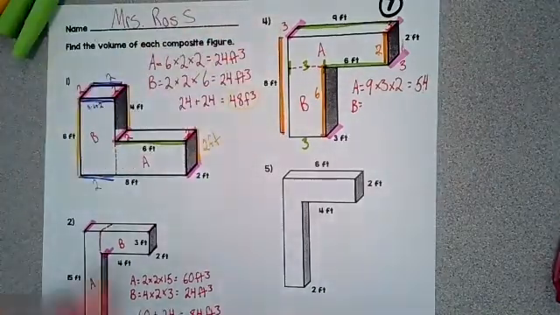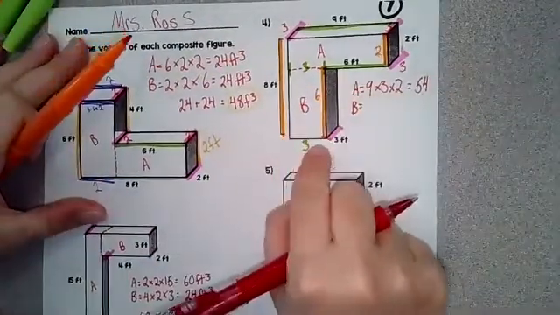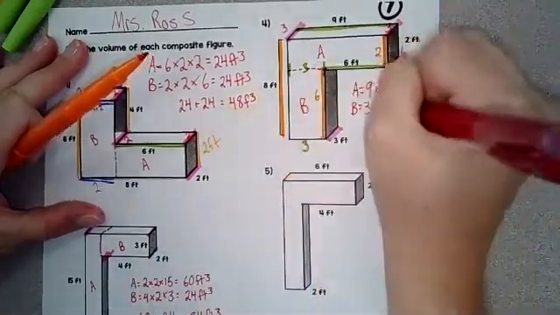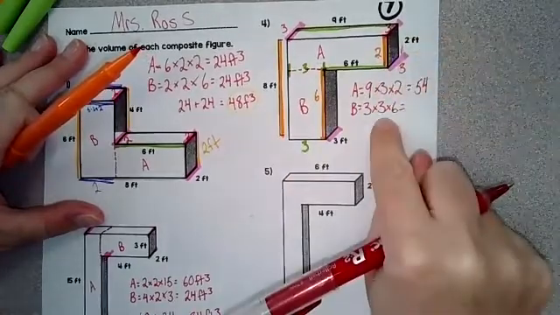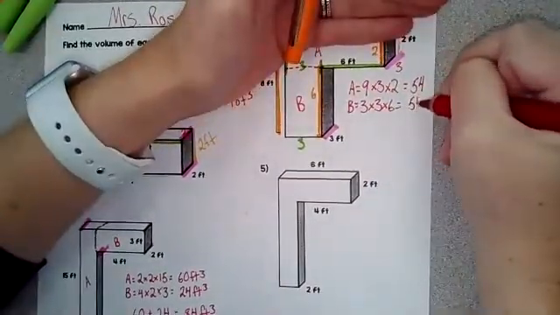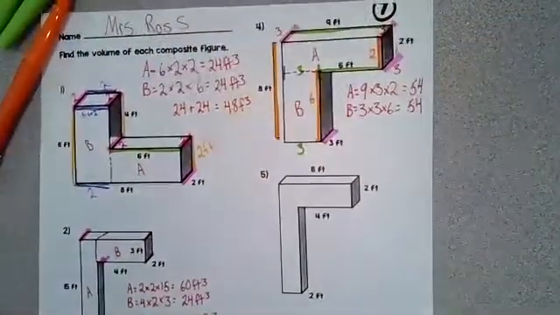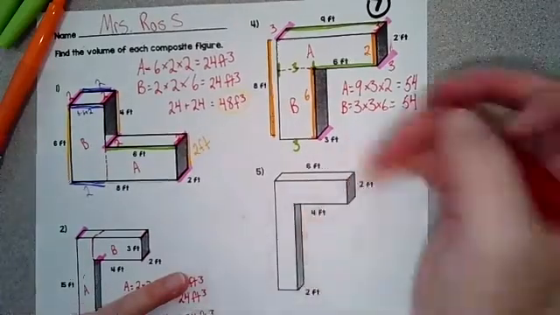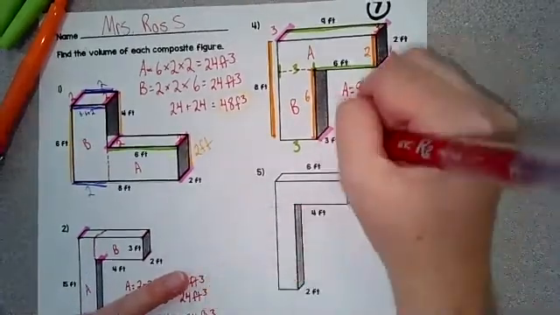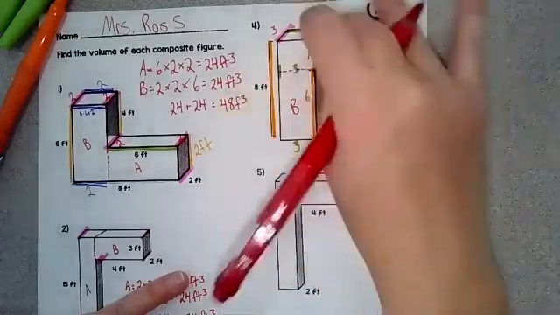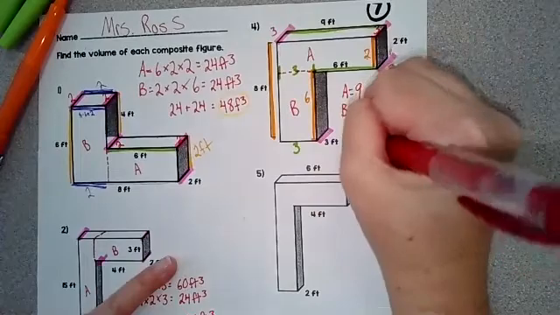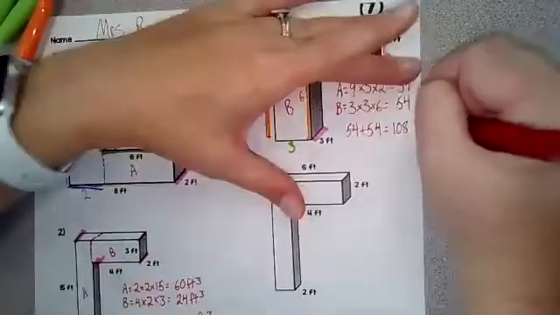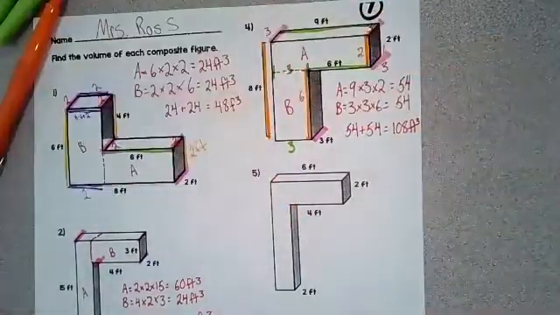Okay? So the length of box B is 3. The width is 3. The height is 6. 3 times 3 is 9 times 6 is 54. Oh, look, the volumes of the two boxes are equal, even though they don't look equal, do they? All right, so now you are going to add these two together to get your composite volume. So 54 plus 54 is 108, and that is feet cubed because volume is in cubic units.